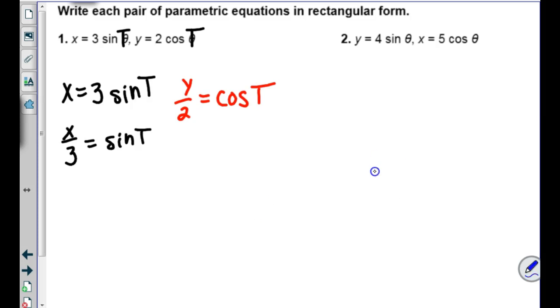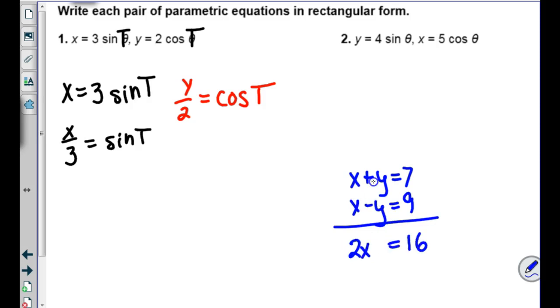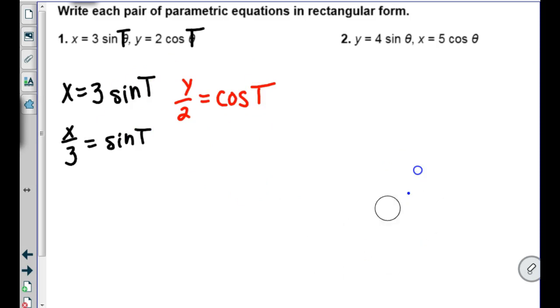Okay, I'm going to do a quick commercial break here. Do you remember doing this question? You added them together, the y's dropped out, and you were all happy because the y was gone? We're going to kind of do something like that. We're going to add these together and make the cosine and sine of t drop out. No ideas? Okay, I'll give you a hint.